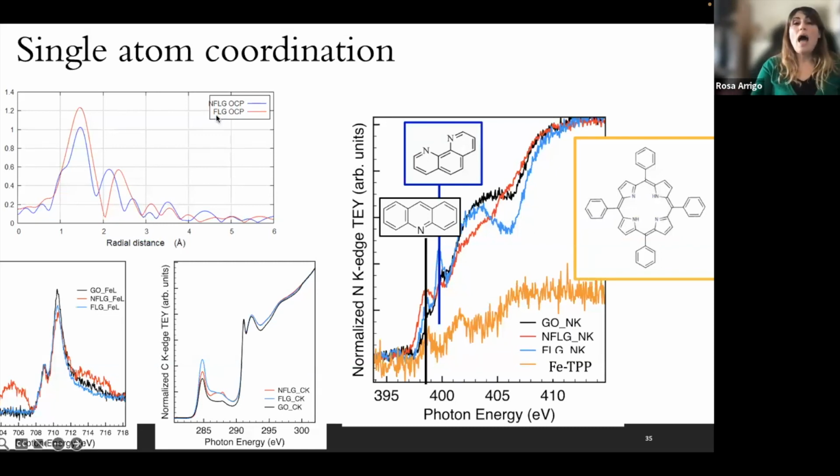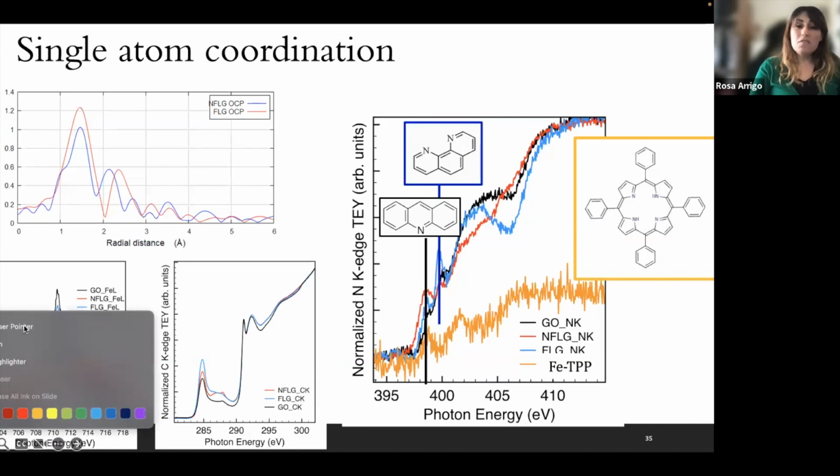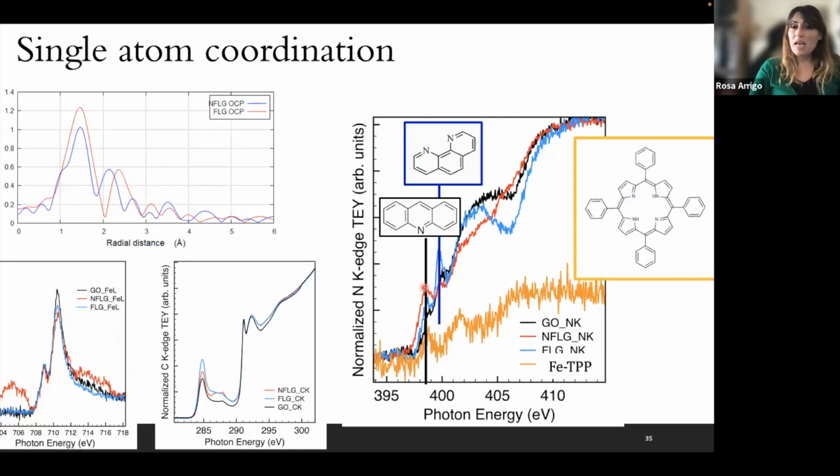So even the FLG later shows that there is nitrogen, as you can see here. This is the nitrogen K edge, but it's a different nitrogen with respect to the nitrogen we introduce. So what we see is that initially we have some kind of conjugated nitrogen, and with the ammonia treatments we introduce additional isolated, still pyridinic, nitrogen.